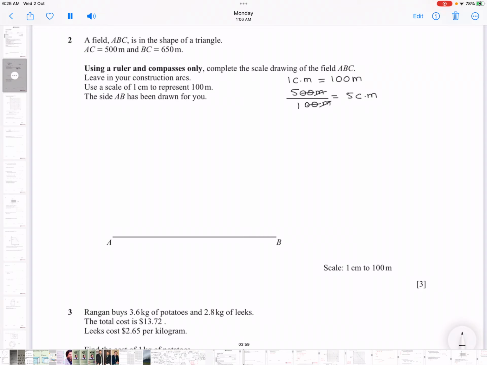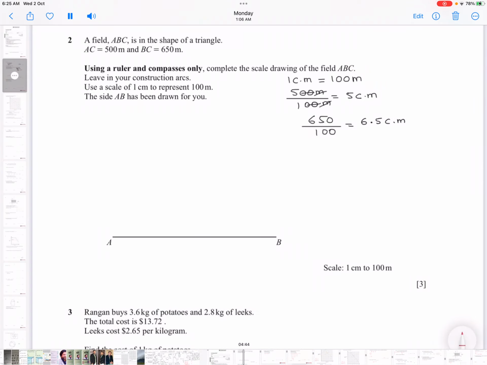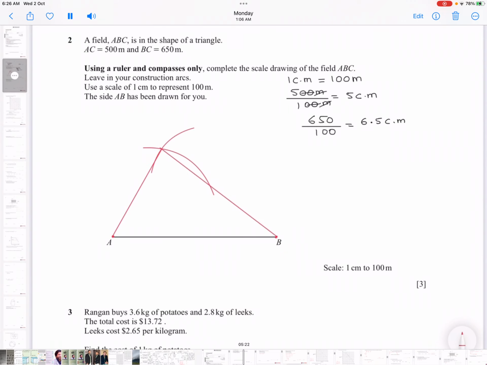So place your compass at A, open it, measure it up to 5 centimeter and make an arc. And then do the same thing for 6.5 centimeter. Place your compass at B and cut this arc, and now join them and write C and the values AC and BC. So this is your complete working.